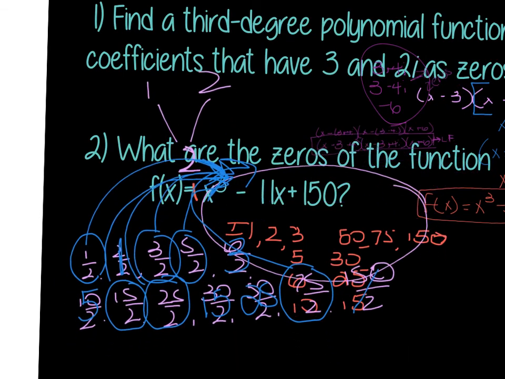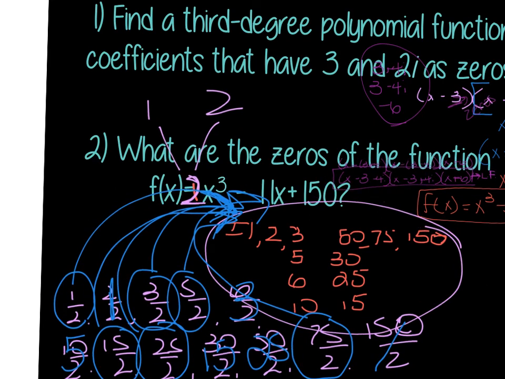So my possibles are going to include all the ones I had at the beginning. 1, 2, 3, 5, 6, 10, 15, 25, 30, 50, 75, 150, and also 1 half, 3 halves, 5 halves, 15 halves, 25 halves, 75 halves. Positive and negative version of each one. I'm not going to try to kill you on the quiz. I don't want you spending that long on these, so you're probably not going to have that many possible roots, but they won't necessarily all be whole numbers. And there might be more than 4 possible roots. So just be prepared to do your trial and error.